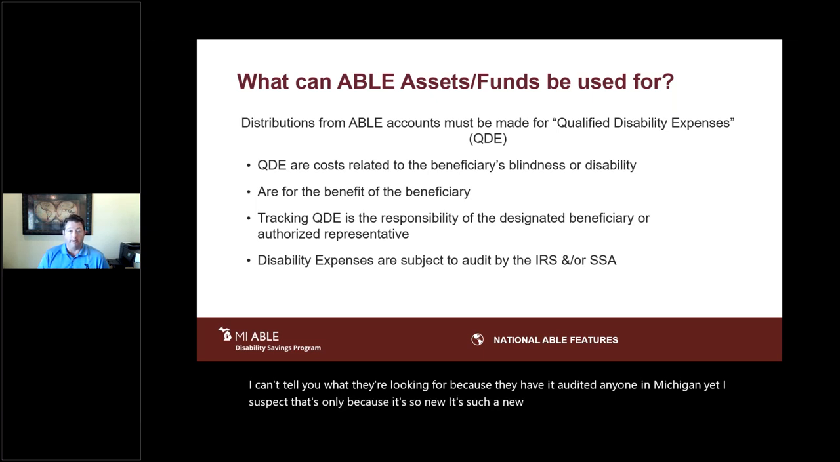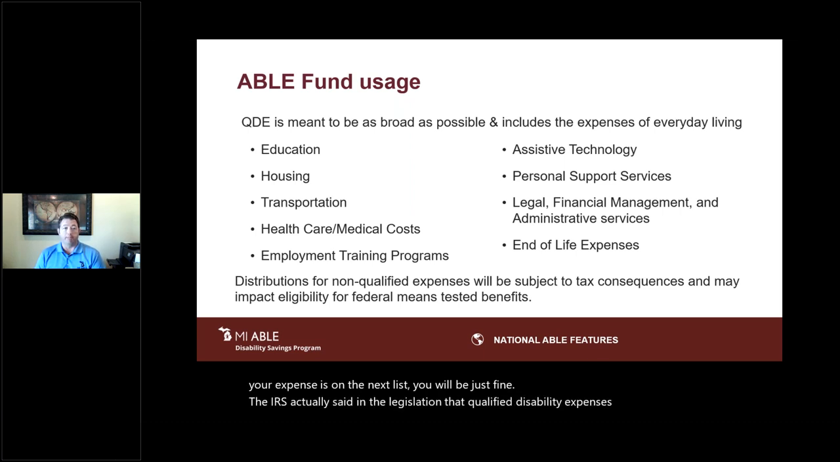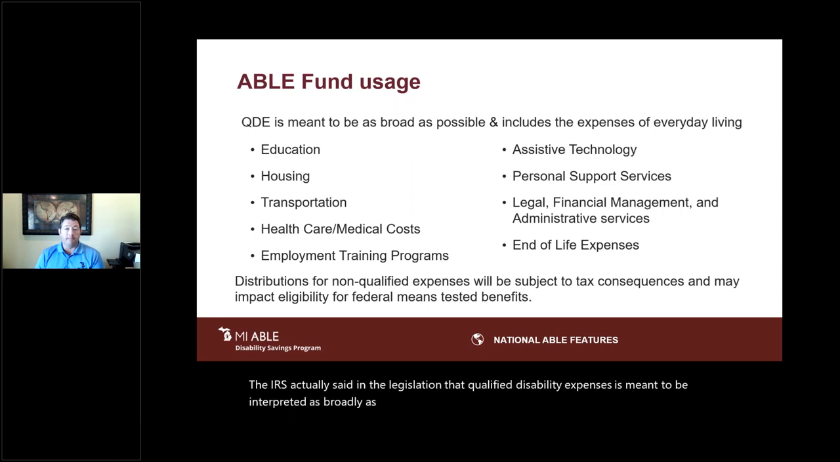There will eventually be audits where the IRS is going to ask someone to show how an expense was disability related. And if your expense is on the next list, you will be just fine. The IRS actually said in the legislation that qualified disability expenses is meant to be interpreted as broadly as possible and includes the expenses of everyday living. So just like you can use your 529 education account to pay for tuition and books and fees, computers, the cost of higher education, you can pay for all of those costs out of an ABLE account as well.